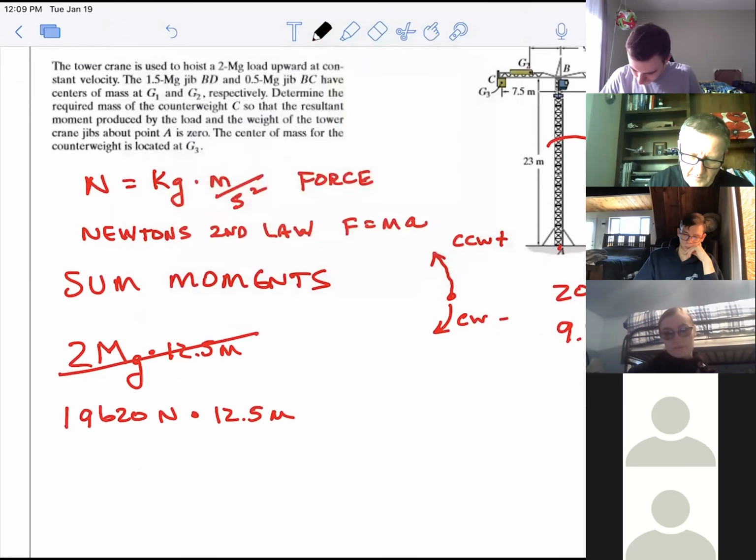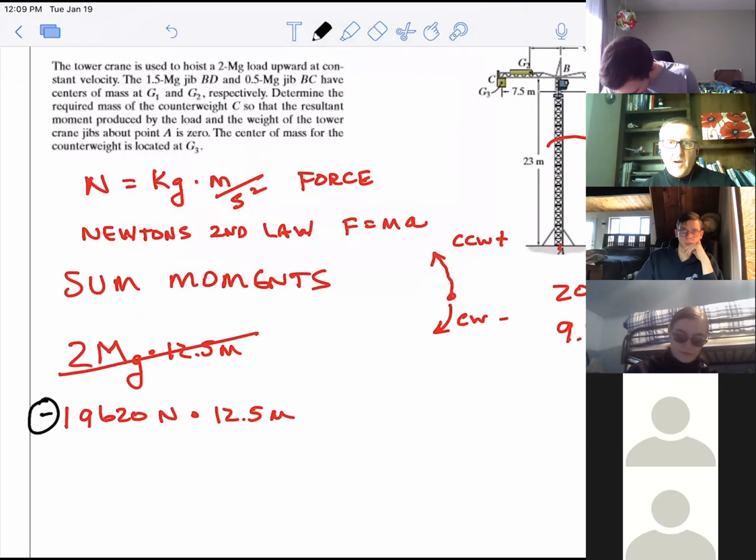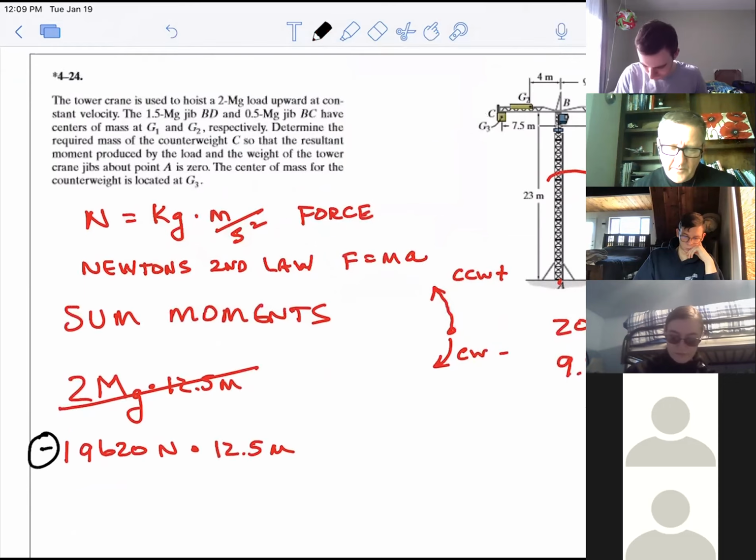So I'm going to write that in black, kind of highlight it. Okay, I knew the force and I knew the distance, and so I multiplied it out. Great. So I got that. What else do I have? Do I have other things that I know?